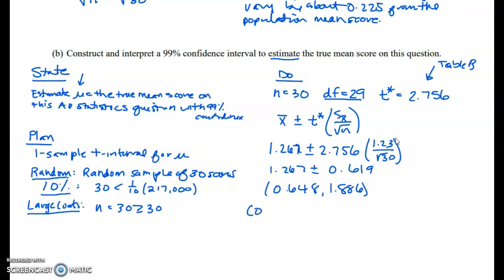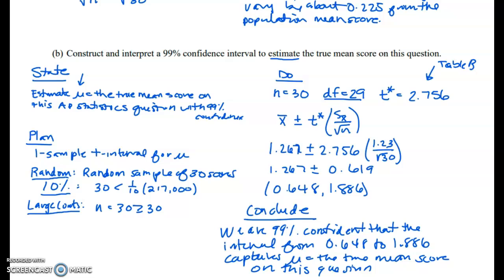Your last step then is the conclusion, and you're writing out your statement. So there's our conclusion. Again, we say it the same way we did in chapter 8. We're 99% confident that the interval from 0.648 to 1.886 captures mu, the true mean score on this question. So this B is like what you would see as a test question. You would see those same 4 steps that you saw in chapter 8.